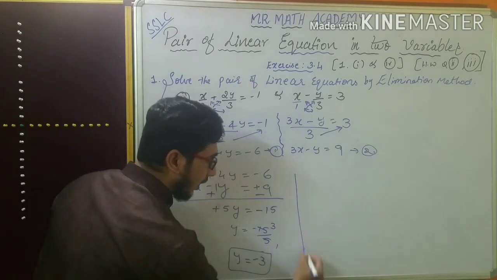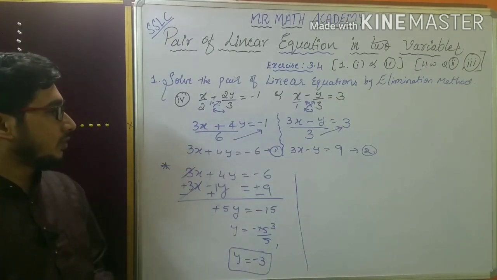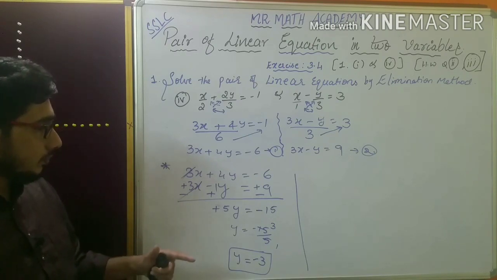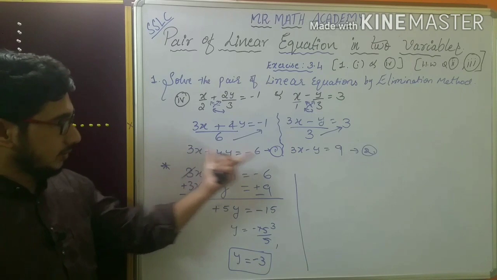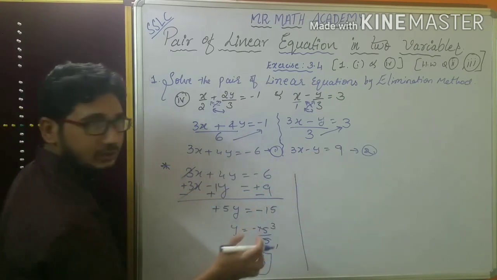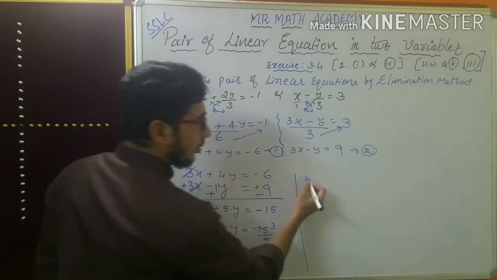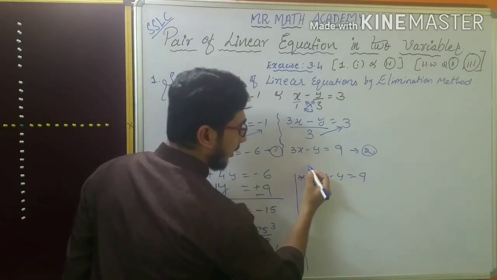So what I will do here, I wanted to find the value of x. Take any equation to simplify. Which is the simplest equation? I'll take this one, because the y value I got, y is independent here, so there is nothing to multiply. So consider 3x minus y, which is equal to 9. I'll write it here.